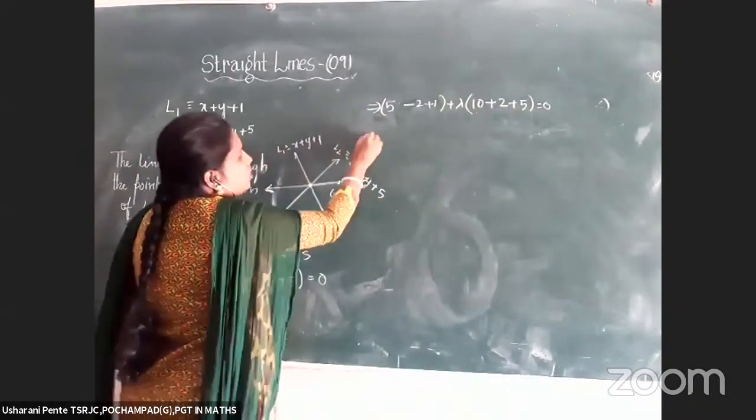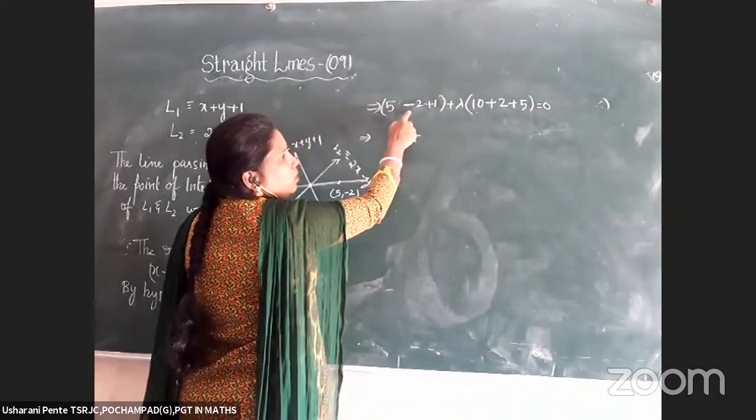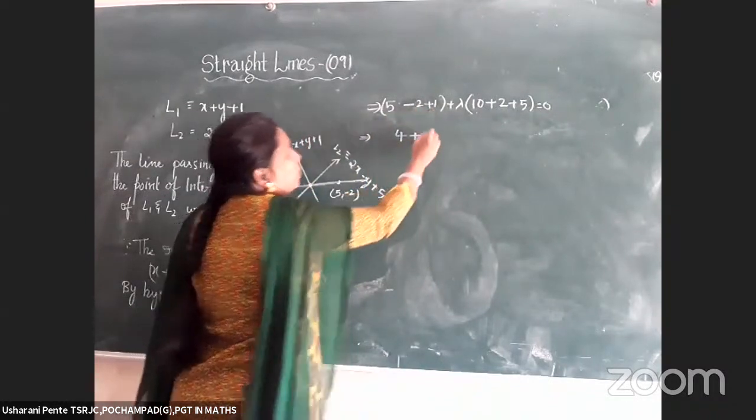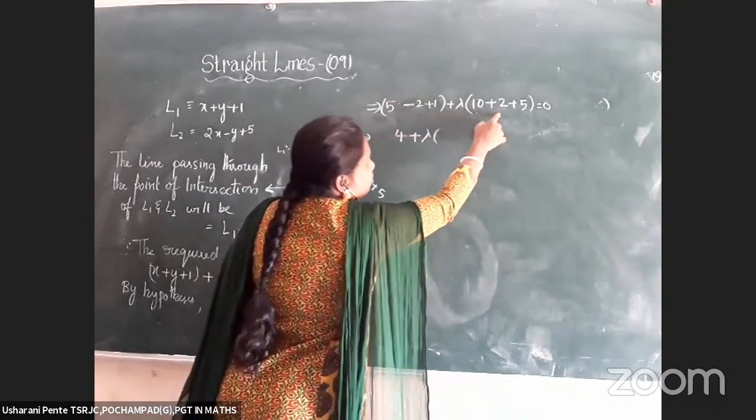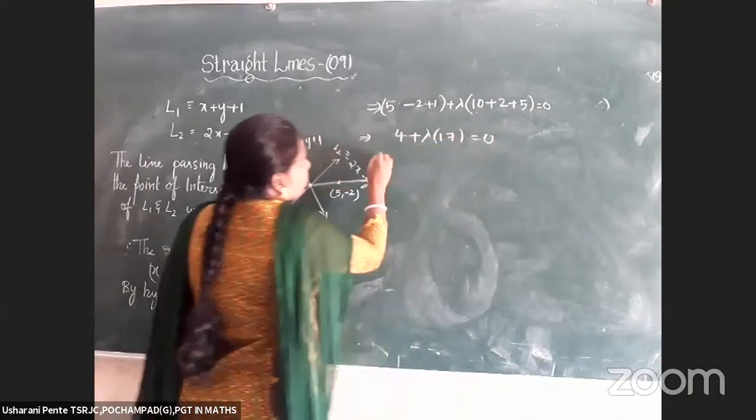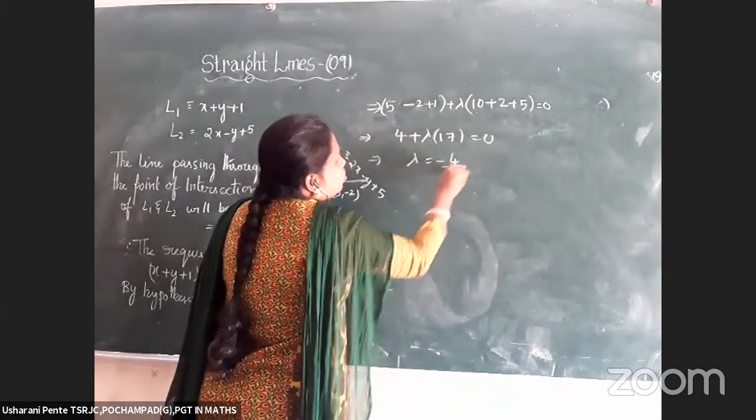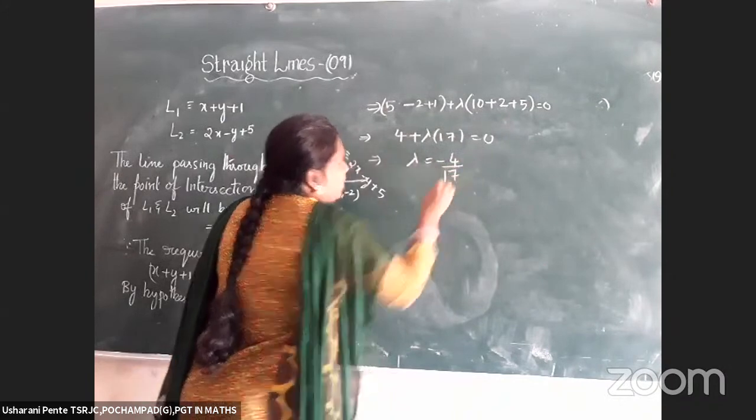Then how much will I get? 4 plus 5 minus 2 is 3, 3 plus 1 is 4, plus lambda into 10 plus 2, 12 plus 5, 17, is equal to 0. From this we are able to find lambda. Lambda is equal to minus 4 by 17.